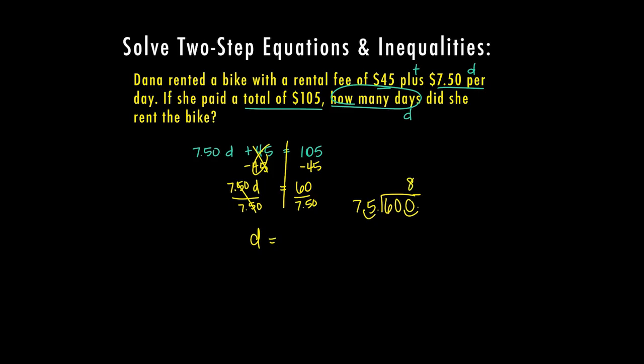I think it's 8. I'm going to go ahead and try that. 8 times 5 is 40. 8 times 7 is 56, plus 4 is 60. So it does end up being 8 days that she rents the bike.